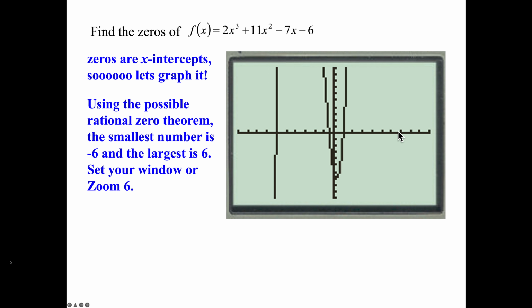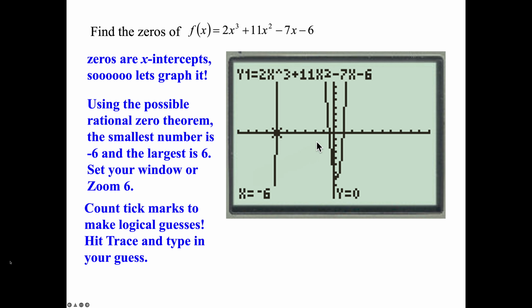Now, since my graph is counting by ones with the tick marks, I can just start counting my tick marks to find my zeros and start typing them in to make sure the y is a 0. So we're just going to count tick marks. So 1, 2, 3, 4, 5, 6 to the left, negative 6, I typed it in. It says y is a 0. There's an x-intercept. That's one of them. Next, going to the right, I hit this tick mark right here. That's a 1. Type it in. There's an answer.